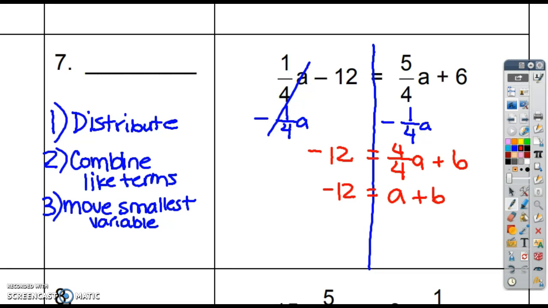I have my variable on one side, so I need to get everything else to the other side. All I see happening to my a is they added 6. So to get rid of that, I'm going to subtract 6 from both sides. On this side, it cancels. My a is equal to, what is negative 12 minus 6? You get negative 18. In your answer, we want to write the variable first: a is equal to negative 18.